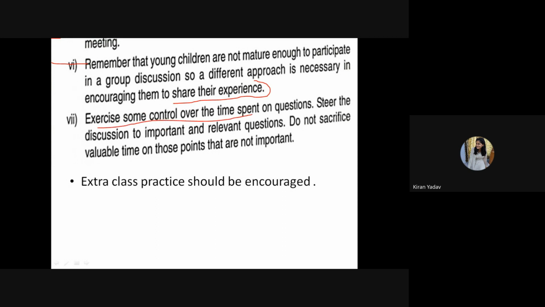Steer the discussion to important and relevant questions. Do not sacrifice valuable time on those points that are not important.